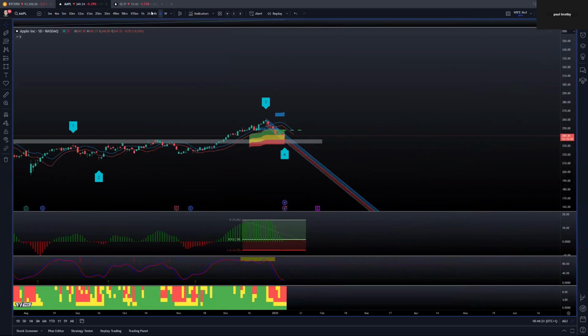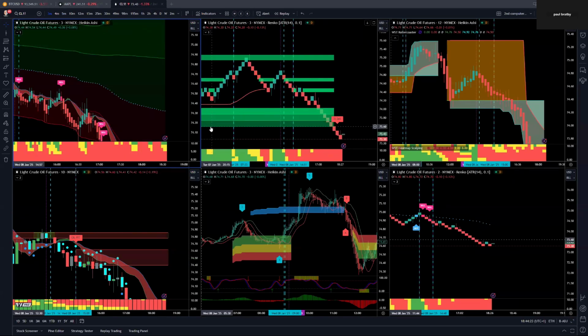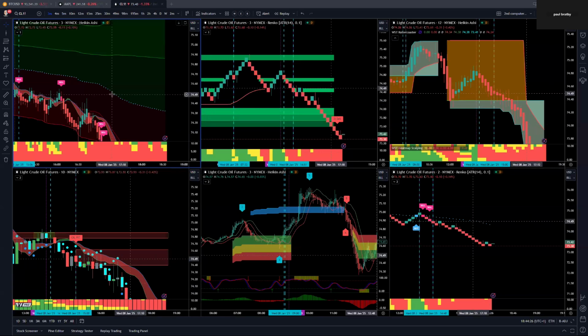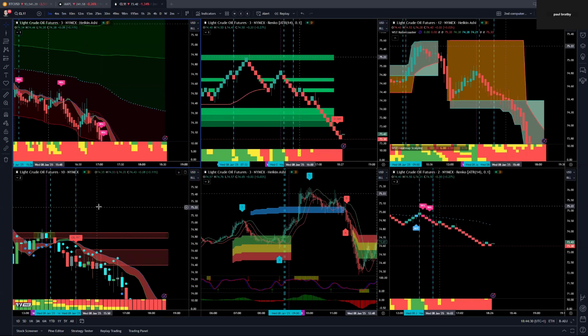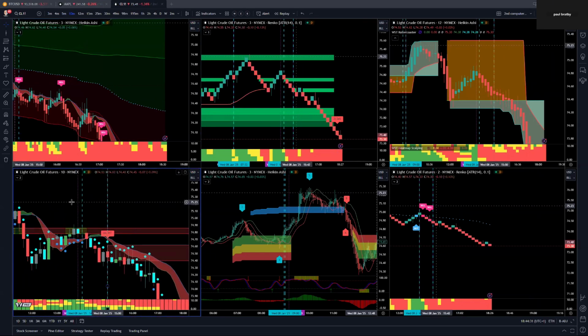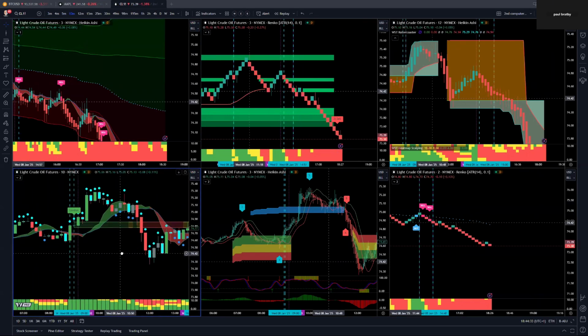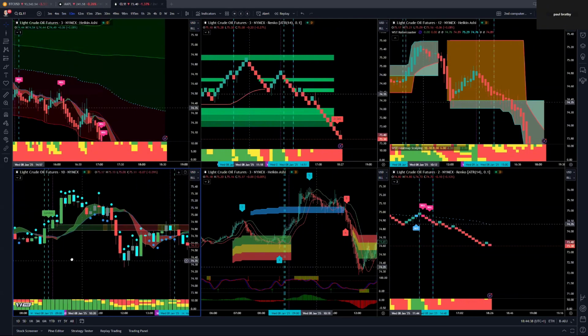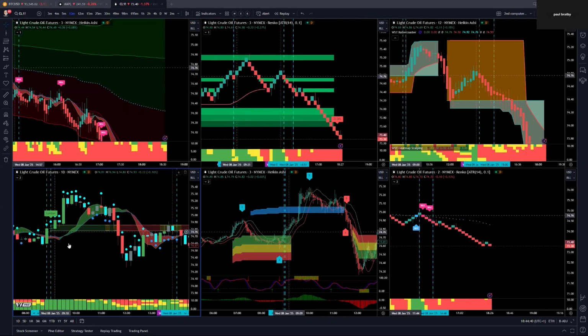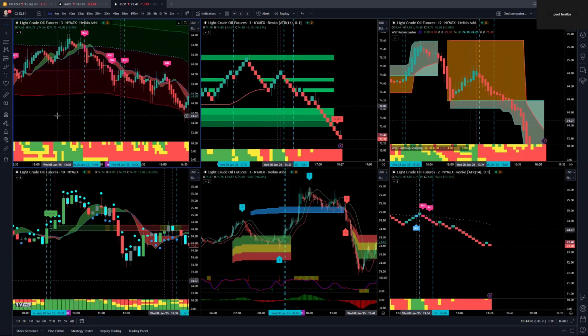Now, let's go to oil. I've got lots of charts on here, but I just want to talk about some confluences that happen that are very, very strong. And again, this is about understanding how your day starts. So this is oil today on the London Open.